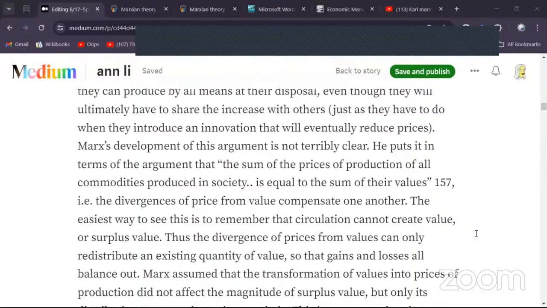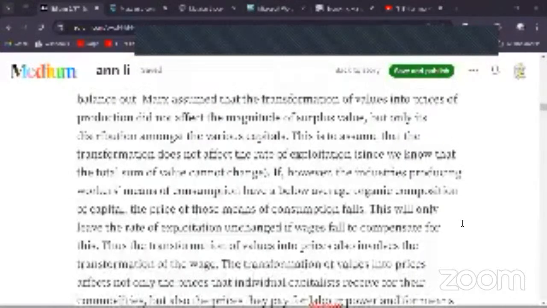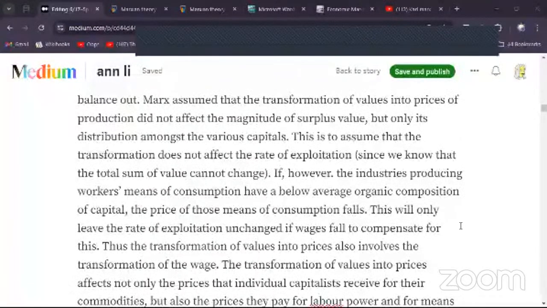This is to assume that the transformation does not affect the rate of exploitation, since we know that the total sum of value cannot change. If, however, the industries producing workers' means of compensation have a below average organic composition of capital, the price of those means of consumption falls. So there's some effect on workers. It'll just happen at some moment. This will only leave the rate of exploitation unchanged if wages fall to compensate for this. In other words, the total wage bill is unaffected by these things.